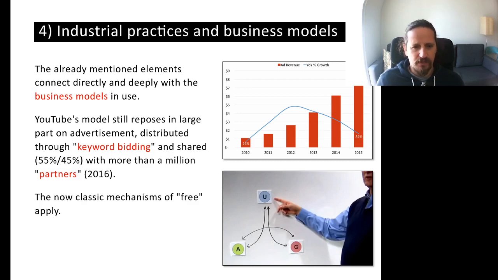The fourth point, and now I think we're going to get shorter with each one of them, these practices, and I've already highlighted elements like monetization, are really, I think, on YouTube very, very important. So it makes sense to look more deeply into industrial practices and then particularly into business models.